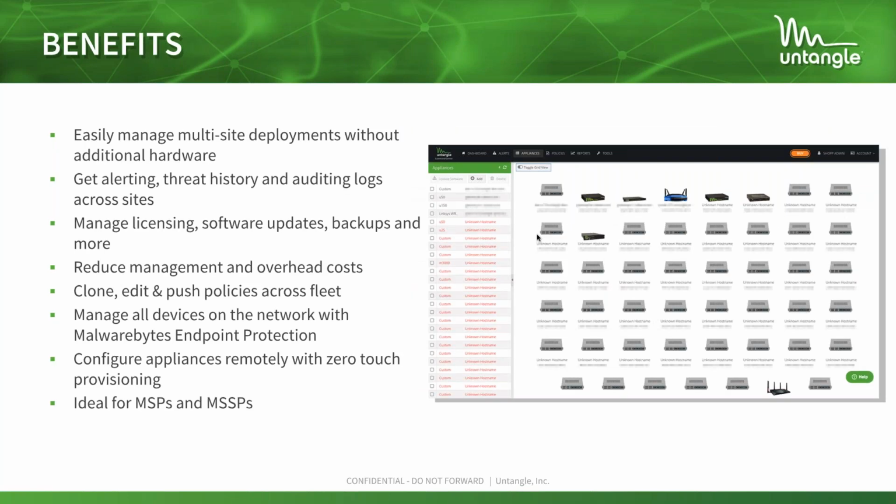So some of the benefits: anybody on this webinar, I'm guessing, is already pretty aware of centralized management and the benefits that it can provide. Doing this in the cloud is also a pretty handy thing. We don't add any hardware. There's no additional footprint on the actual network diagram. So this is all hosted in our cloud. So this is going to let you manage multi-site deployments without additional boxes. You can get alerting, threat histories, auditing across multiple sites, manage your licensing, your updates, backups. You can even reboot an Untangle server from the cloud now, which is not always recommended, but sometimes necessary. This is all in an effort to reduce management and overhead costs.